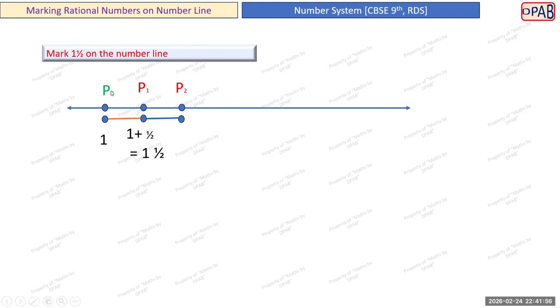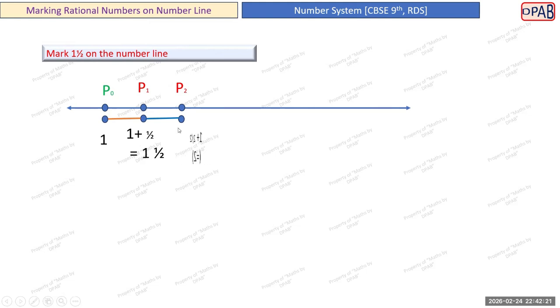Now, instead of marking P0 as 0, we are going to mark the first whole number what is available here. What is the whole number here? It is 1. So mark it as 1. Then the second point, that is P1, mark it as 1, the whole number, plus the first fraction as 1 by 2, because we have divided into 2 equal parts. That point is called 1 by 2.